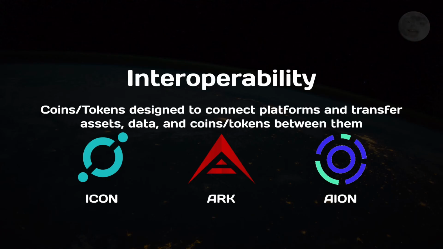And the last subcategory for the utility section are the interoperability coins and tokens. So examples of these would be Icon and Arc, and their entire purpose is to connect platforms and other coins for the transmission of assets and coins and tokens. So these are basically the bridges that connect different platforms, assets, and cryptocurrencies.